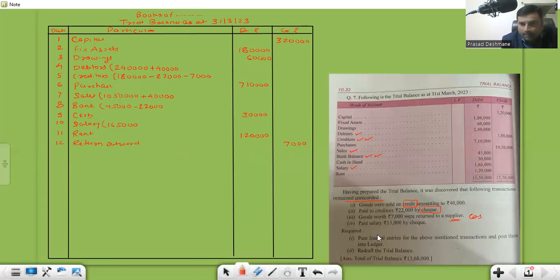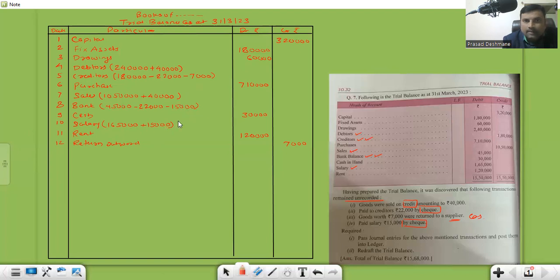After that, paid salary, ₹15,000. When we paid salary, our expenses increase. So I'll add to salary 15,000. Again, they say by check. We made the payment by check. By check means again my bank balance will decrease. So I'll reduce from my bank balance 15,000. Correct?